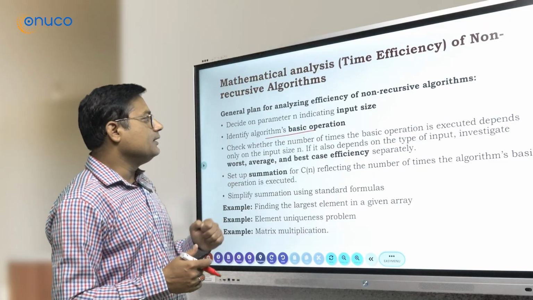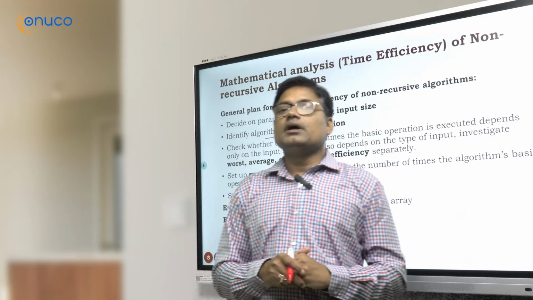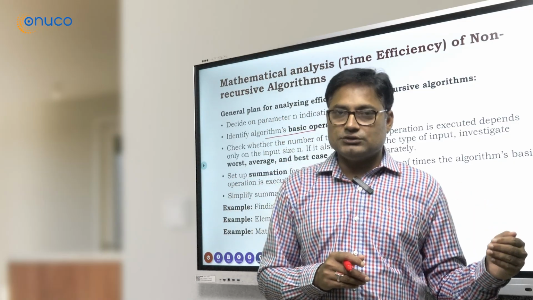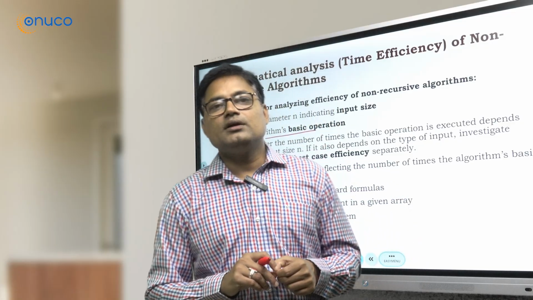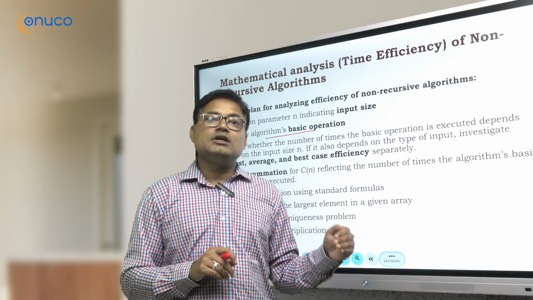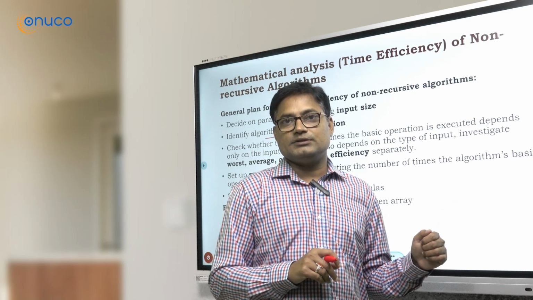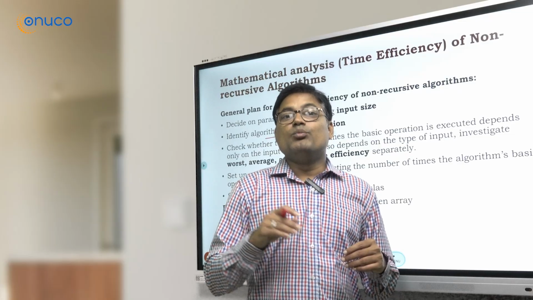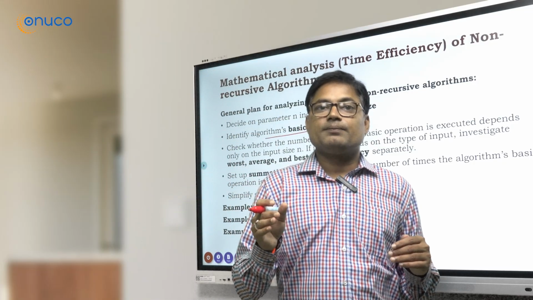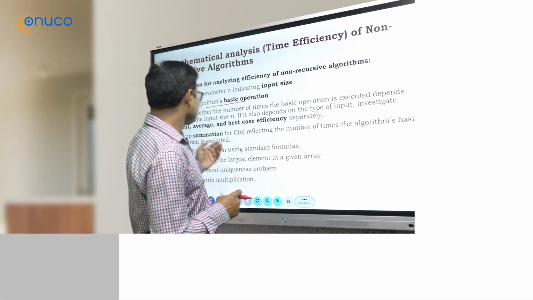Once that has been done, based on the input size, we discuss the best case, worst case, and average case scenarios, as we studied earlier. If the basic operation is executed a lesser number of times, it is called the best case. If the basic operation is repeated more number of times, it is called the worst case. And what is between the best case and worst case is called the average case.